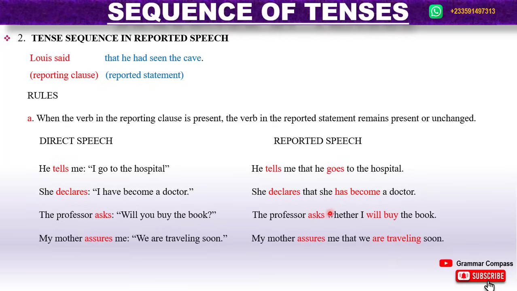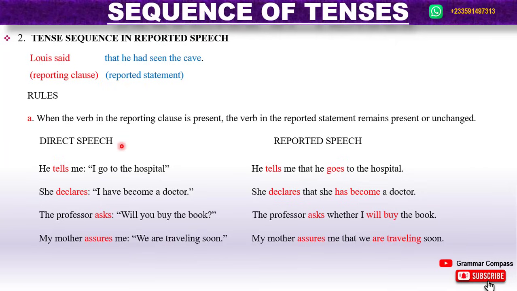The professor asks whether I will buy the book. Here we have the simple present. Therefore, we didn't change the verb form in the reported statement. It remained in the future simple. My mother assures me we are traveling soon. Since this is in the simple present, the verb form in the reported statement should remain in the present tense. My mother assures me that we are traveling soon. So we didn't change it.